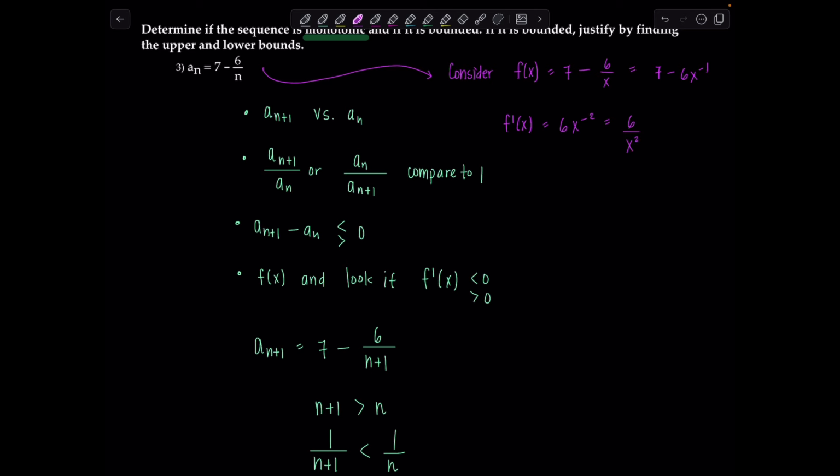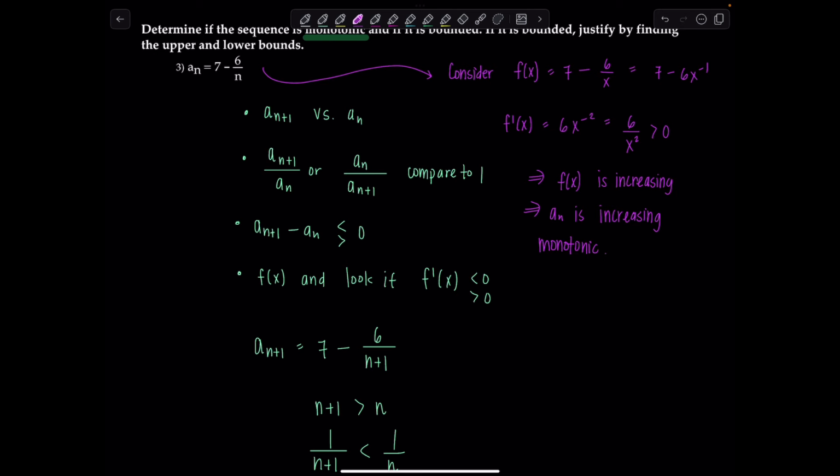x squared. X squared is always positive. 6 is positive, so the derivative is positive. If f prime is positive, that tells me f of x is always increasing. Therefore, a sub n is increasing. Monotonic, if you want to throw that in for the people. Okay, so that's another option.